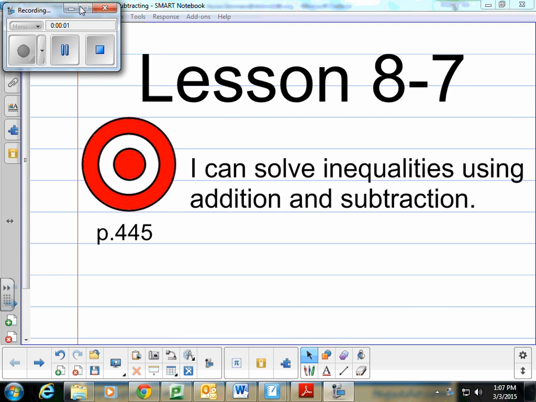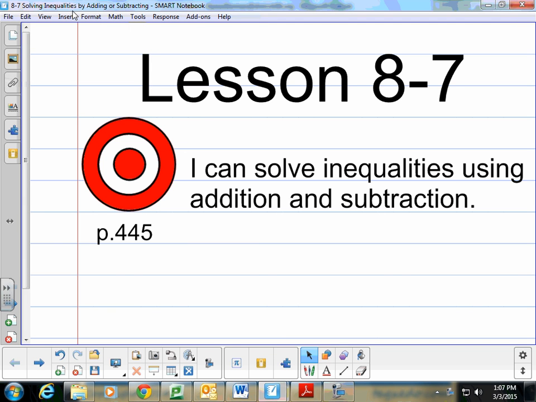Welcome, 7th graders, to lesson 8-7, page 445 in your textbook. This is solving equations using addition and subtraction. So it's going to be similar to equations, but instead of an equation, it's going to be an inequality.